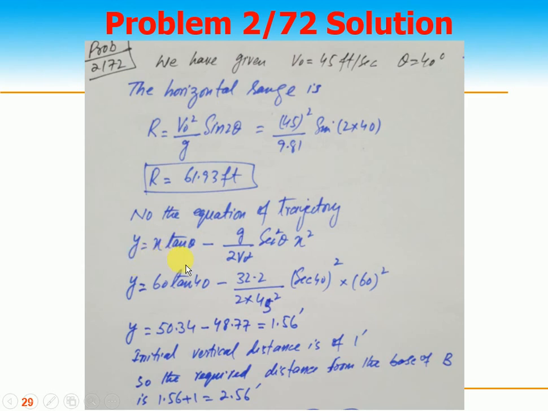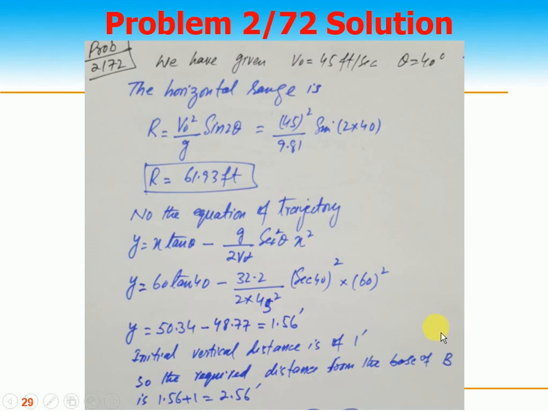Now the equation of trajectory: y is equal to x tan theta minus g by 2 v naught square sec square theta times x square. So we need to find y. What is the position of y when x is equal to 60? So I put the value of x as 60, tangent 40, g is 32.2 feet per second square, 2 into 45 square velocity, and the angle of 40 degrees, and 60 square for x. I find out it is 50.34 minus 48.7, 1.56 feet.